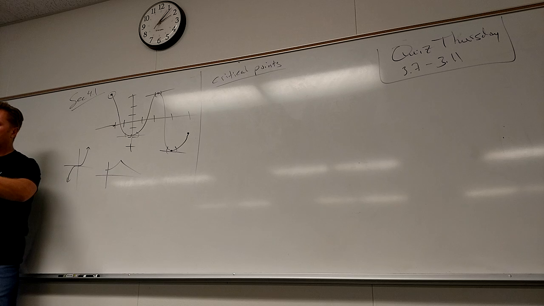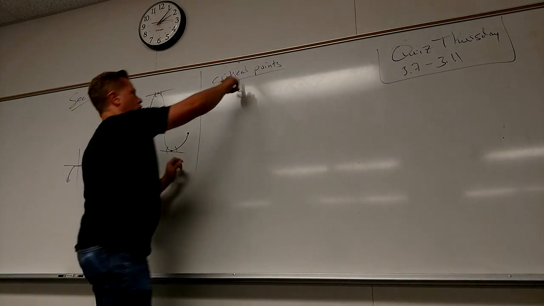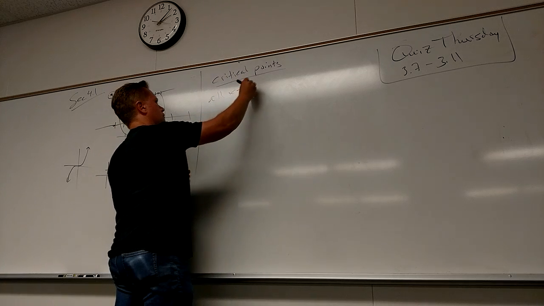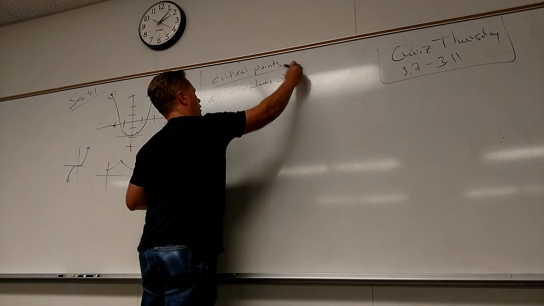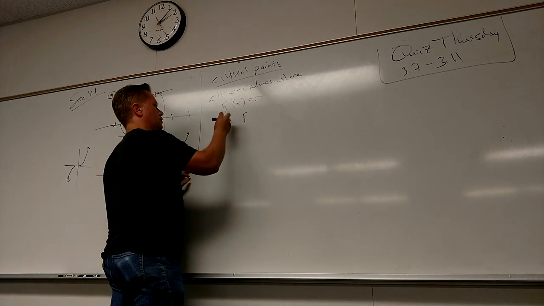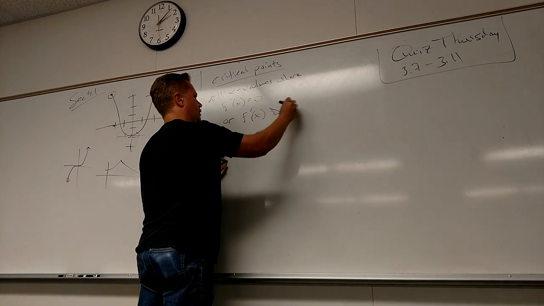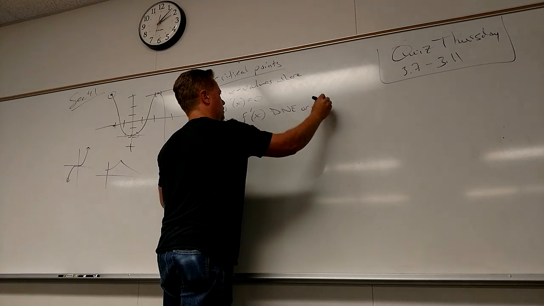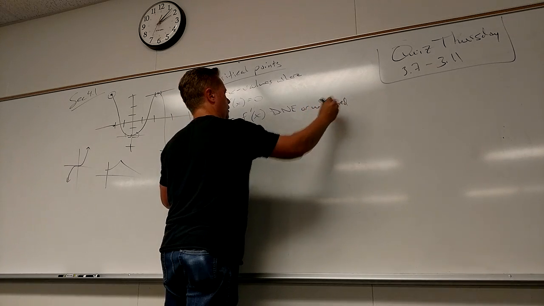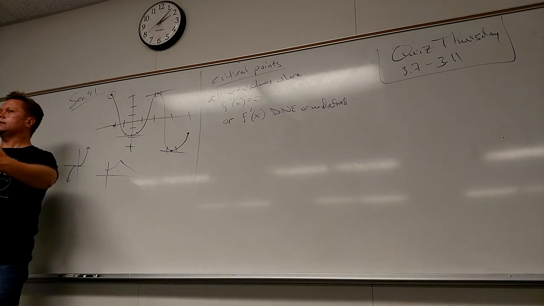So the critical points are the collection of all x values where the slope is 0 or undefined. Does not exist somehow. Critical points: all x values where f prime of x equals 0, or f prime of x does not exist or is undefined. Something freaky is happening there. That's the idea of critical points.